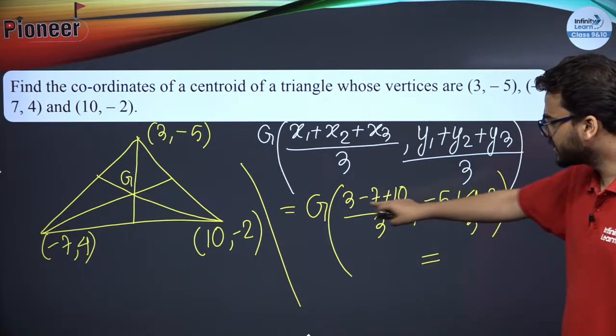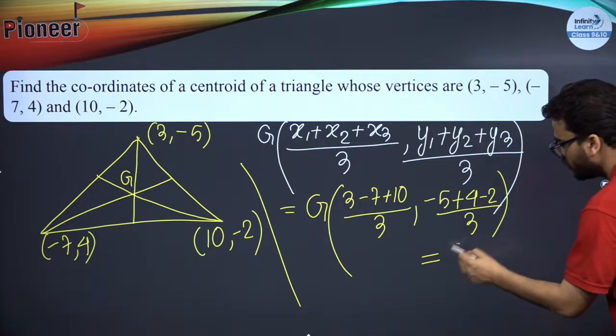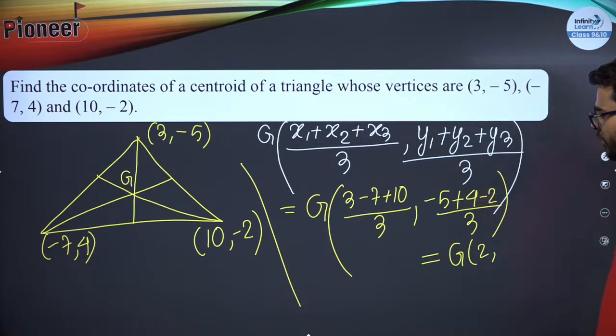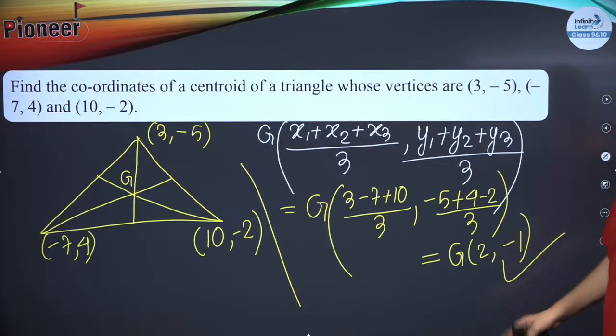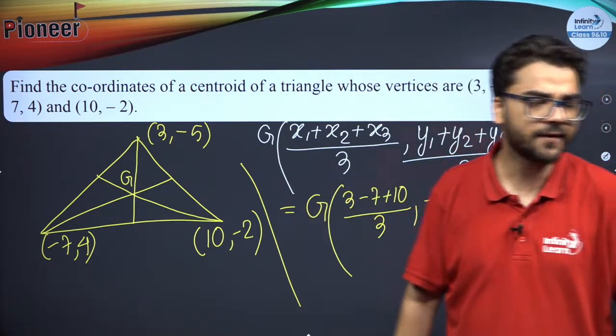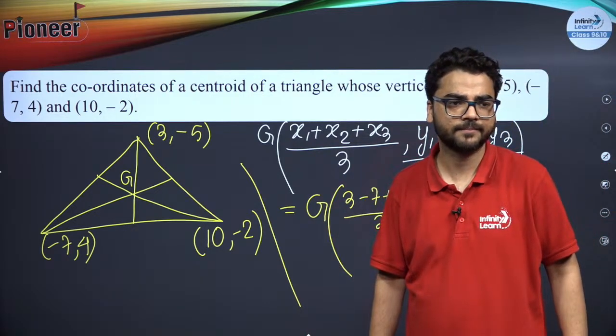So basically you see this is 13 minus 7 is 6, and that is 2. So that is 2 over here, and the y coordinate over here will be what? Minus 1. I hope this is clear. So (2, minus 1) are the coordinates of the centroid of this triangle. It's a direct formula based question. I hope it is clear to you, right?